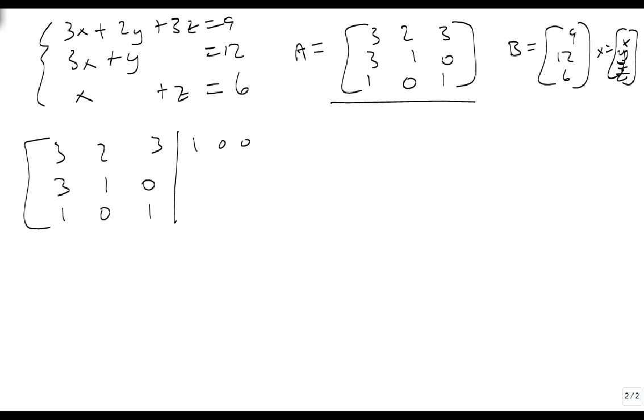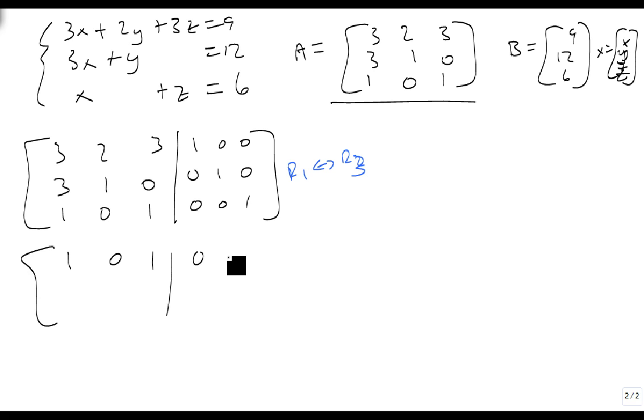So we add our augmented matrix, and we're going to swap rows. Row 1 swaps with row 3, because I want that one in. So I get 1, 0, 1, 0, 0, 1, then 3, 1, 0, 0, 1, 0, and 3, 2, 3, 1, 0, 0.